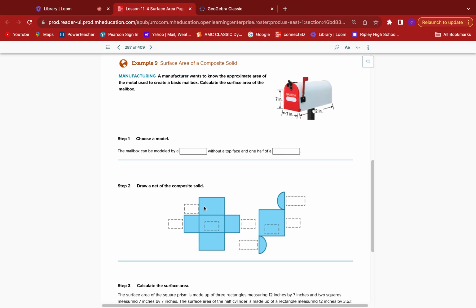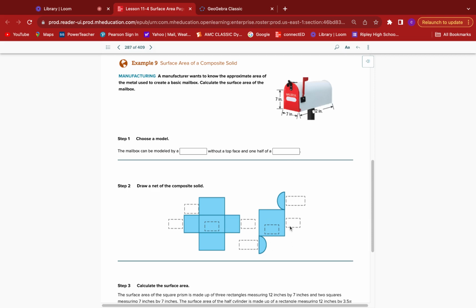All right, so let's talk about that. You've got the length of 12. So this is a 12, 7, 7, and this is a 7. For the circle, remember the diameter is 7. Again, 12 for the length of the height of the cylinder, or half cylinder in this case.